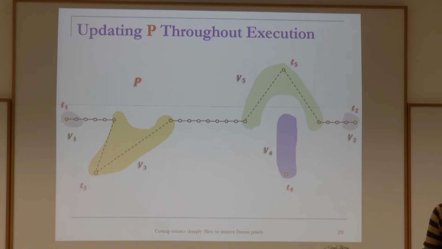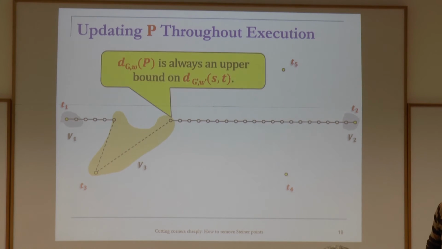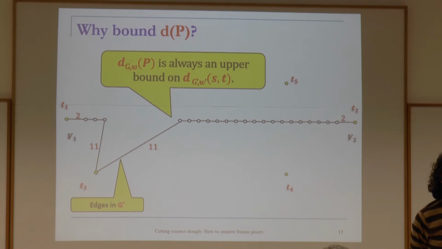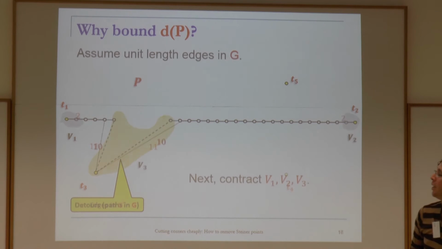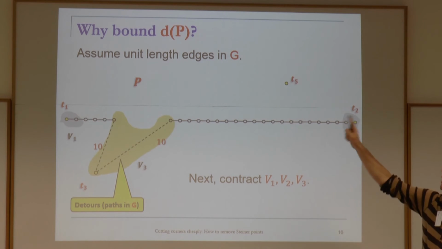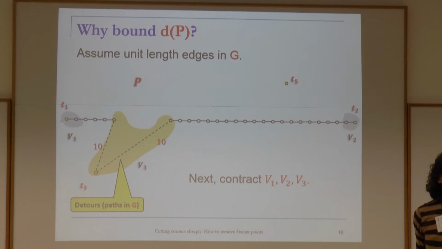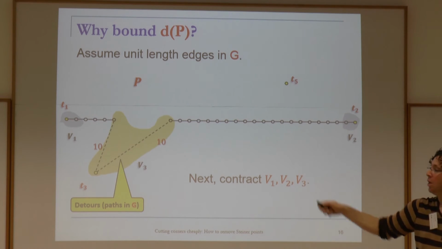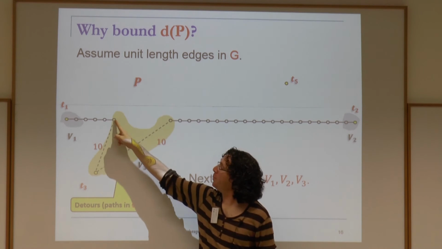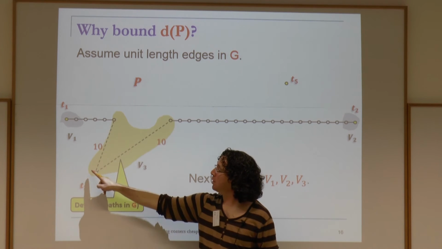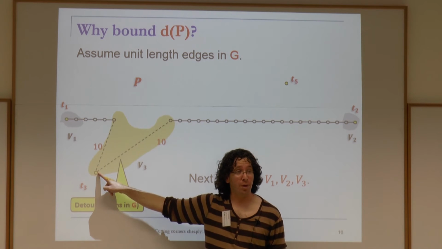Yeah? Can you just go back a little bit? You had the G prime. Is this the opposite notation of what you had before? Or am I not following? No, what I said, okay, so this is G, and P is a path in G. What happens when I contract the clusters? What will happen is this will become an edge between this node and this node in G prime.